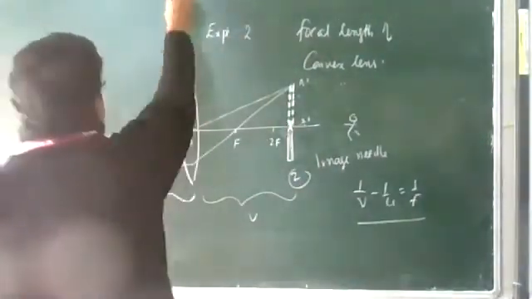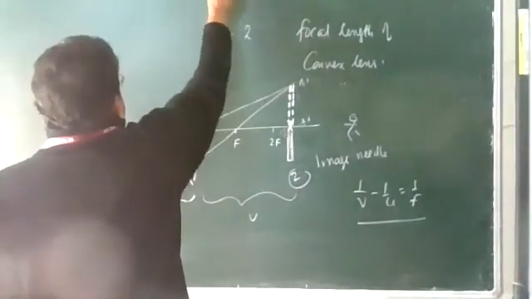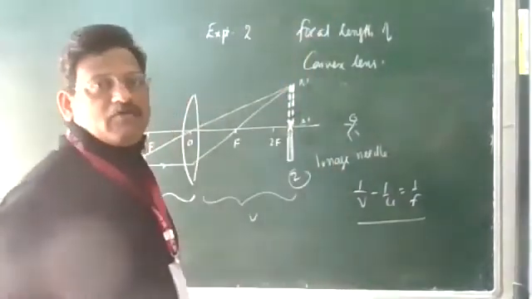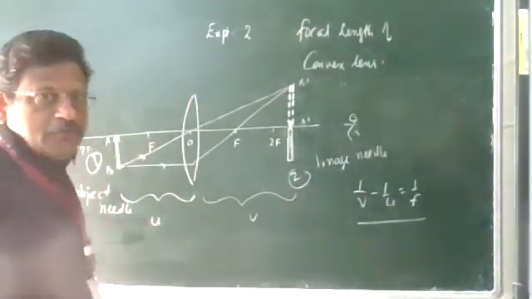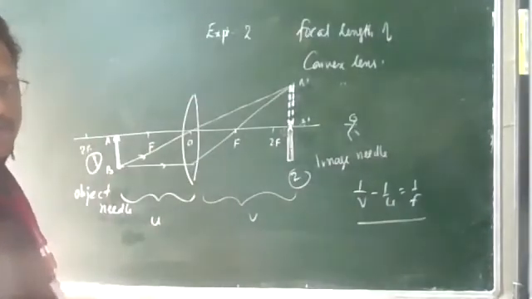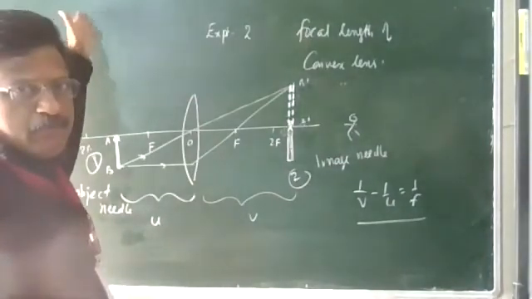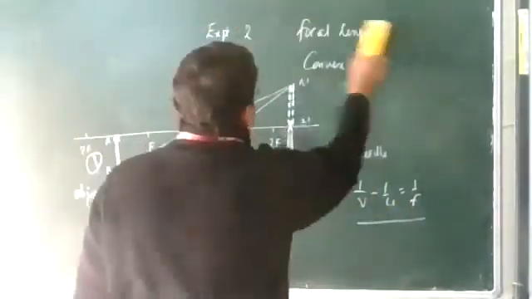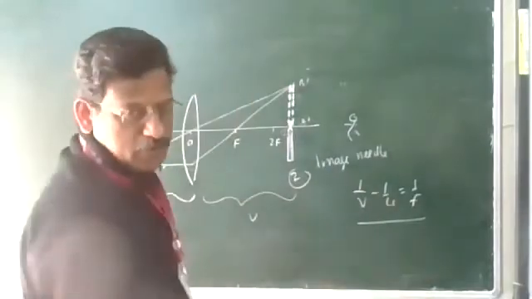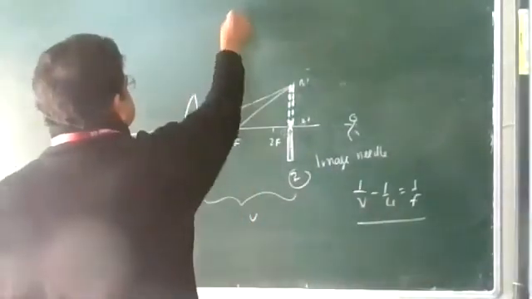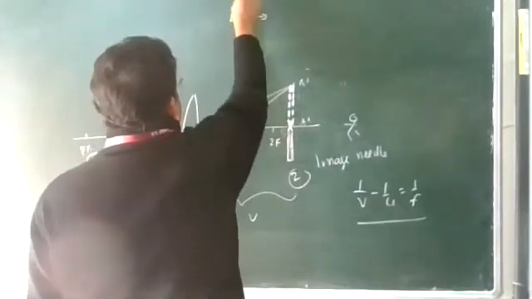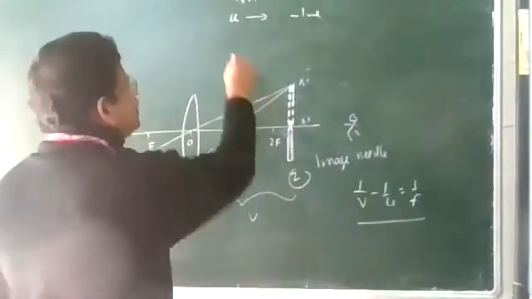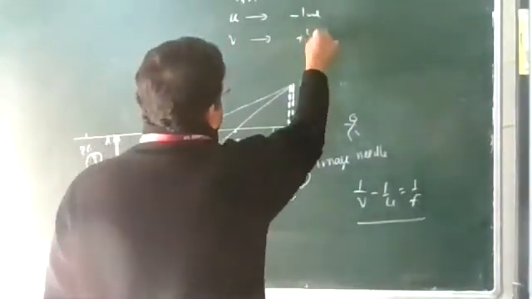So U, as per sign convention, U is always negative because it is on the left side, like travel from left to right. So U is always negative by sign convention, and V on the right side is positive.